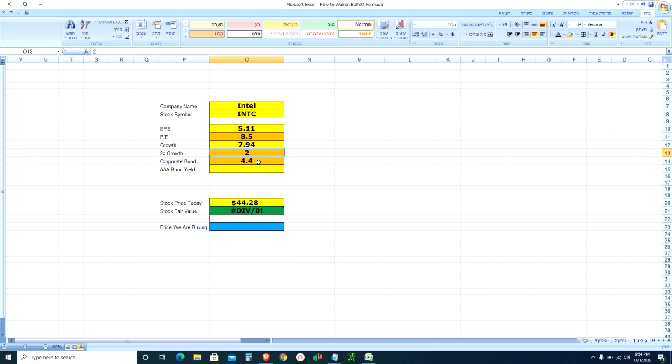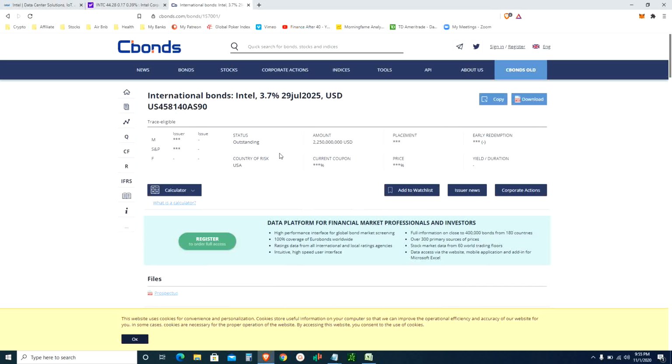It's gonna stay 4.4. And the next thing we need to find out, it's very simple. Once we find out the corporate bond for Intel, we're gonna have the fair market value. Okay, and before we do that, I also put the stock price today, $44.28. Next thing we need to do is to find the corporate bond yield for Intel. So I searched Intel in Google. I just put corporate bond Intel. I got a few options, 2.3%, 2.5%.